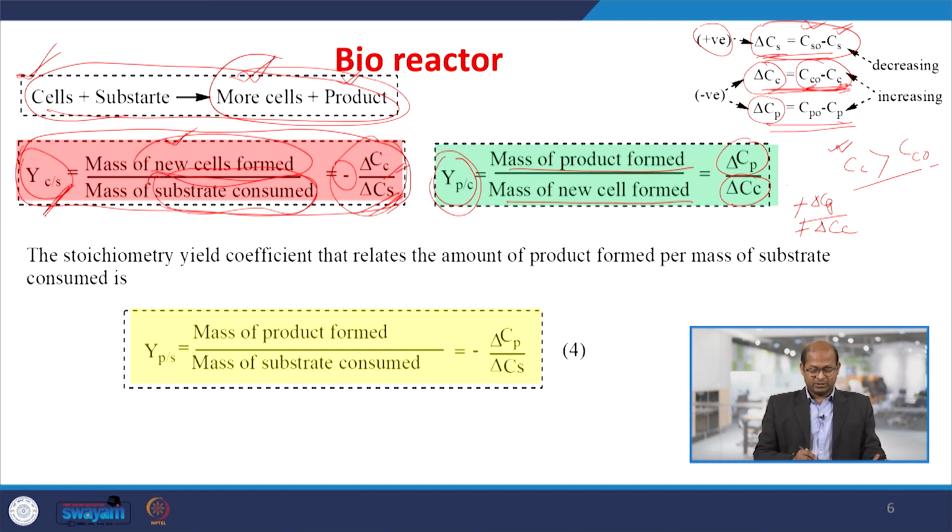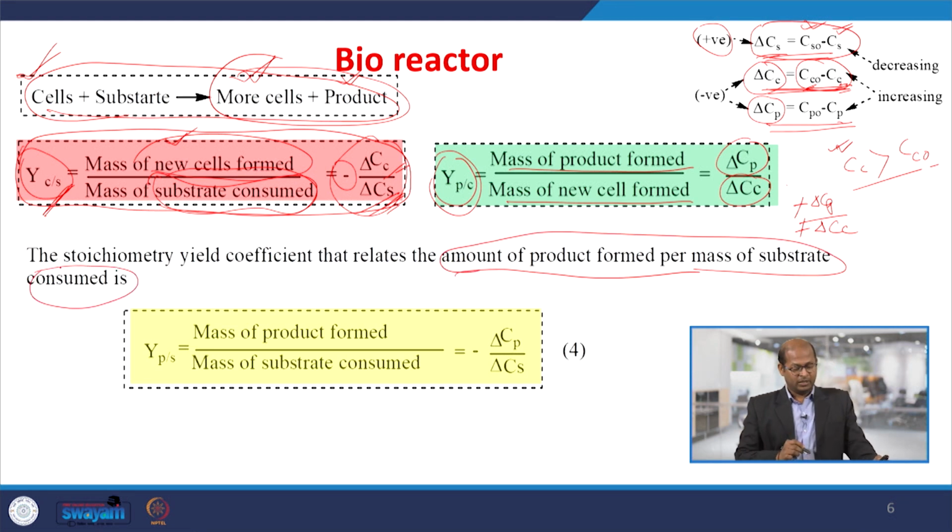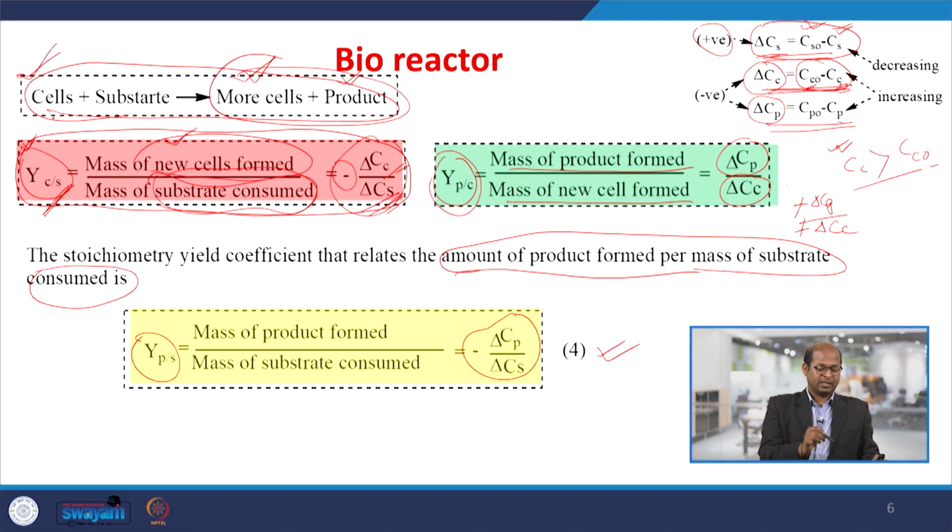Similarly, the stoichiometric yield coefficient that relates the amount of the product formed per mass of the substrate consumed, Y_PS, we can write as minus delta Cp by delta Cs. So, this way also we can write. So, the yield of new cells per unit substrate, the yield of product per unit new cells formed, the yield of product formed per unit substrate consumed, that way we can write.